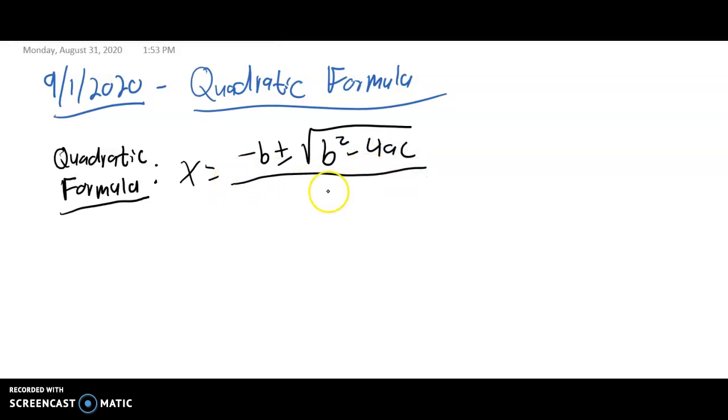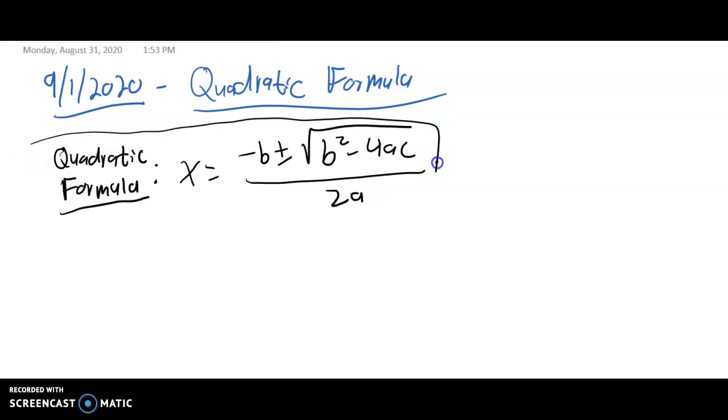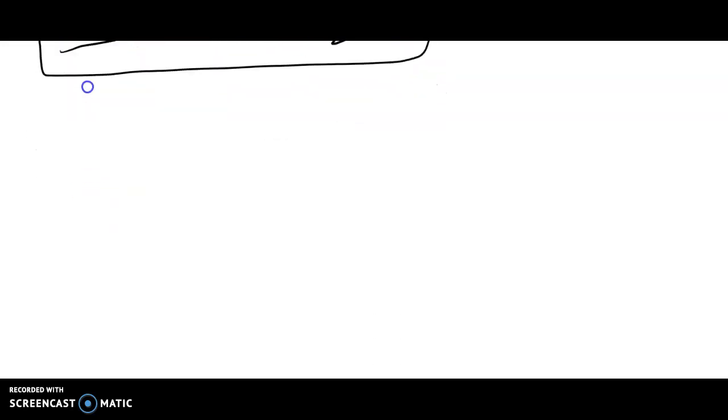all over 2a. The only time I ever see mistakes with this is if we put the fraction bar like that. Everything needs to be divided by 2a. Okay, we're going to put a box or something like that on our paper. Keep it nice and organized. Let's just dive into our first example.